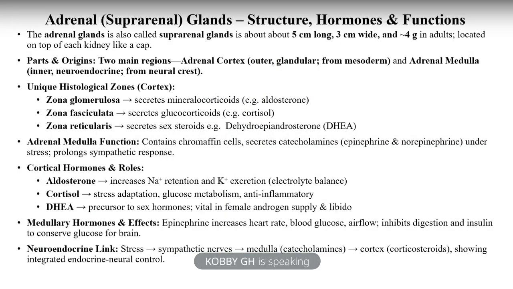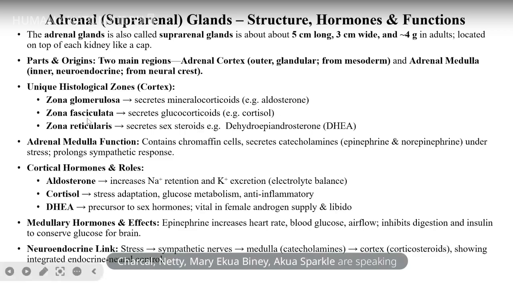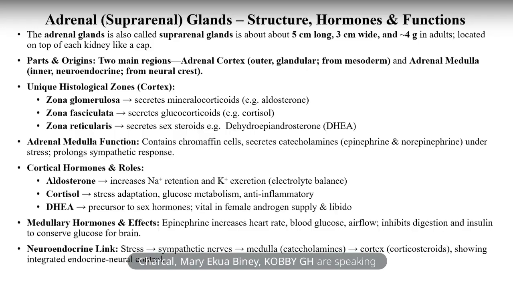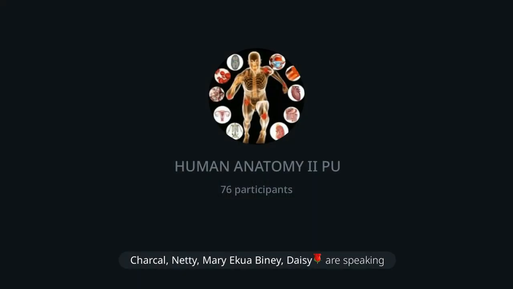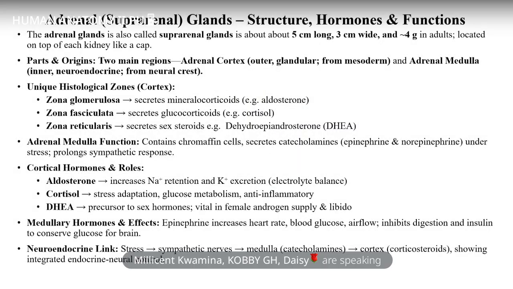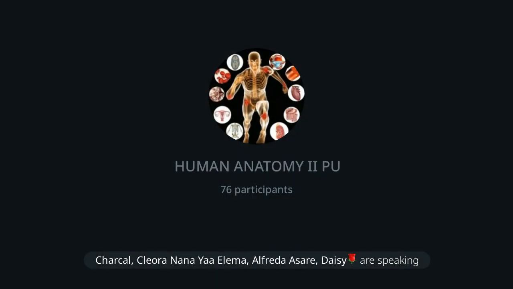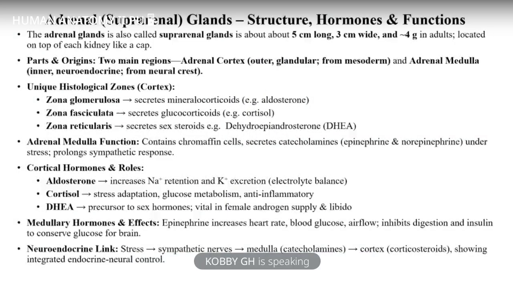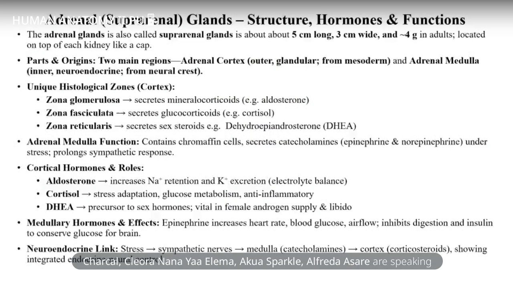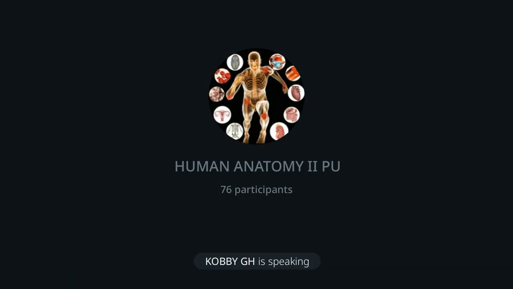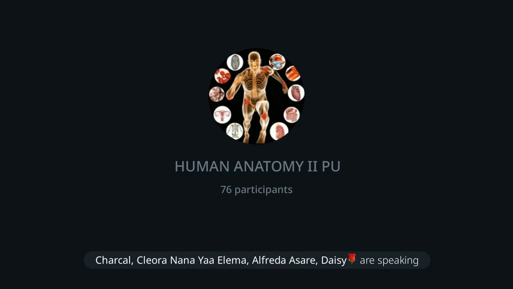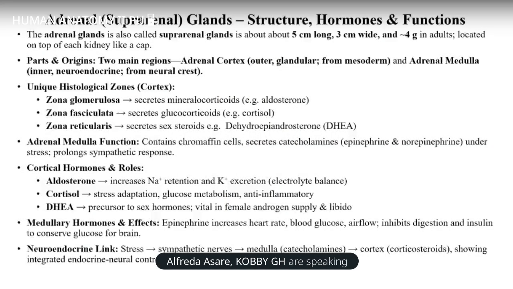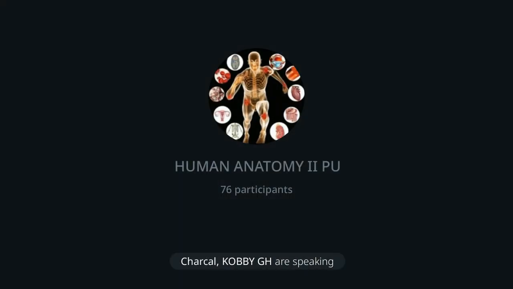Then we have the zona fasciculata. Say zona fasciculata. That secretes the glucocorticoids. Say glucocorticoids. Another example of the glucocorticoids is what we call cortisol.